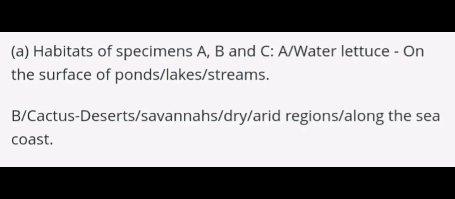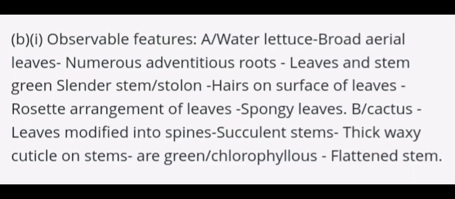Opuntia. Now, what are the habitats of these water lettuce and cactus plants? Cactus plants grow in deserts, in savannas, in dry or arid regions, along the sea coasts. All right, but water lettuce grows on the surface of ponds, lakes, and streams, so on the surface of the water. All right, and what are the observable features of water lettuce?